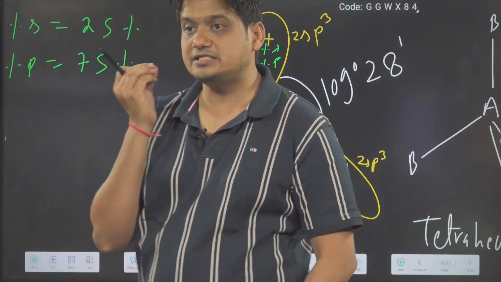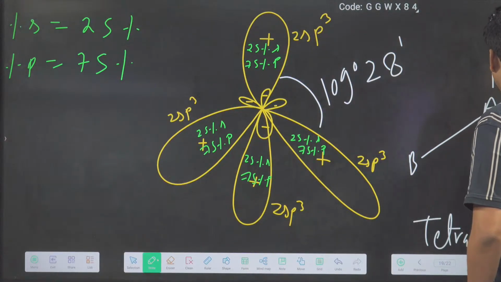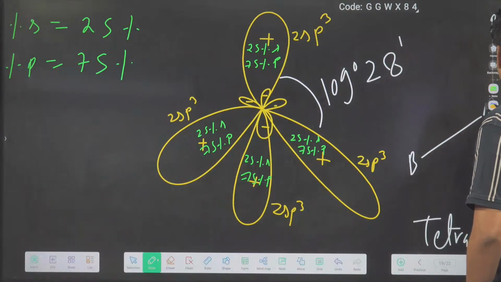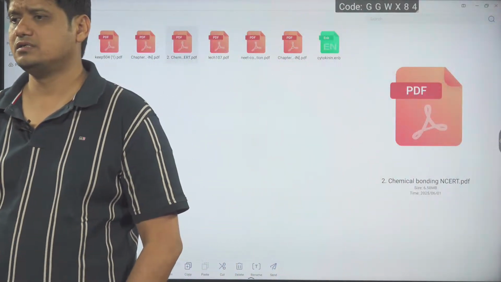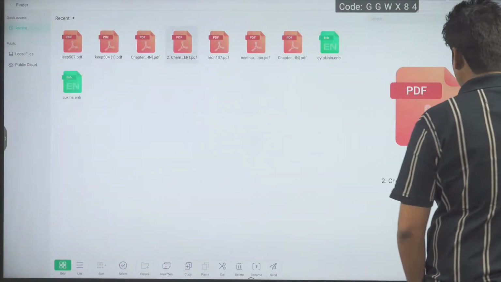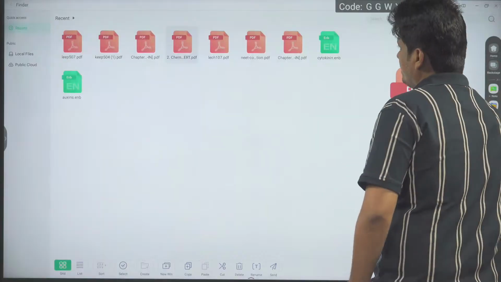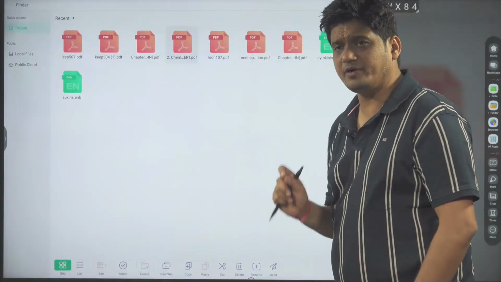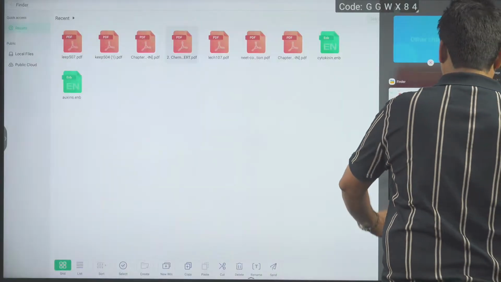Directly from NCERT. Because if I ask you what is the percentage S character in sp3, everyone knows. This will not create a difference. But if you know this information, that each sp3 hybrid orbital has 25% S character, then it will create a difference.